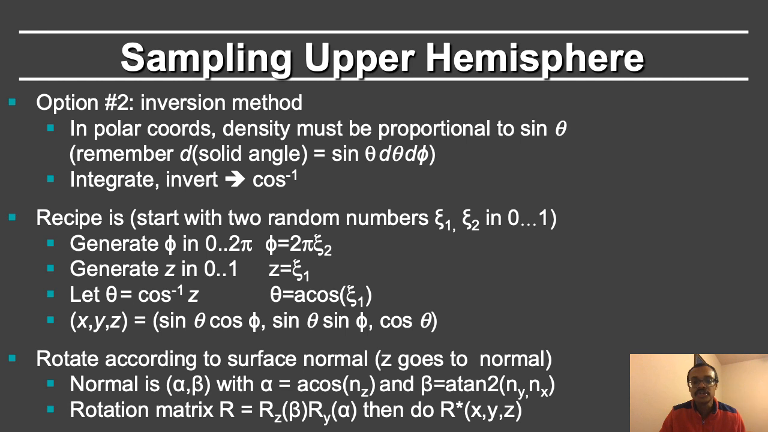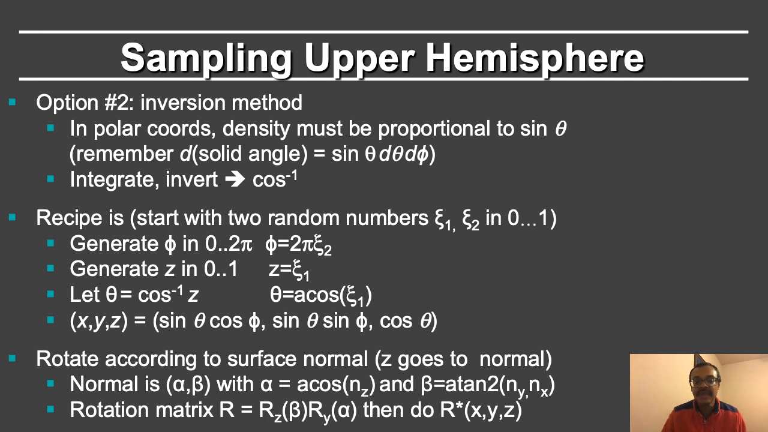A second approach to do this we've already discussed is the inversion technique. In polar coordinates, the density is proportional to sine theta d theta d phi. That's the differential of the solid angle. Therefore, you can do CDF inversion. You can integrate this, you can invert, and so you will take cosine inverse. So you start with two numbers, psi1 and psi2, in 0 to 1. Those are generated from your uniform random number generator.